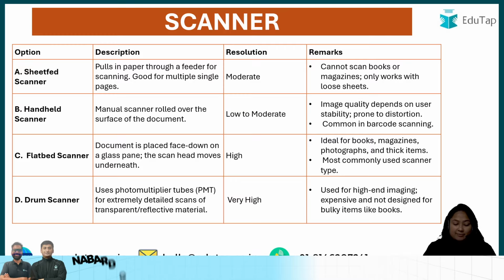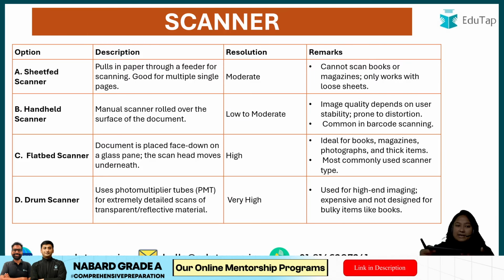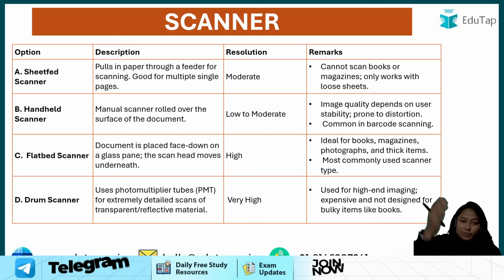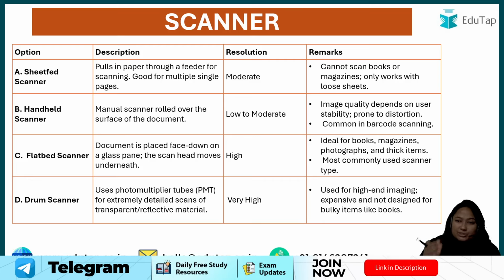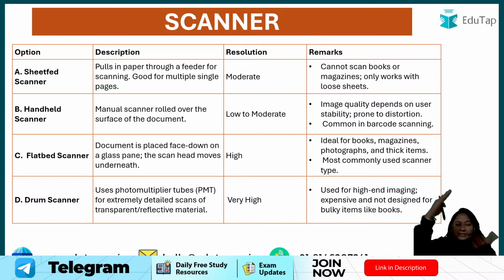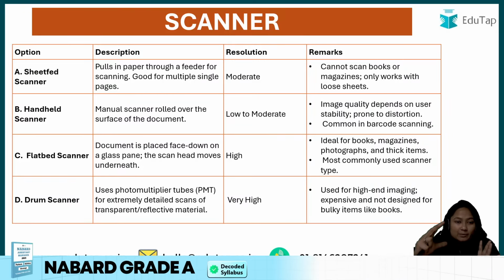Now sheet fed scanner, what happens, this is like a scanner. What you have to do, you will have to put the sheet there and it will get scanned. So it's a structure like this. That is why it cannot work with books, because books are bound from one side, it needs a complete loose paper to scan.